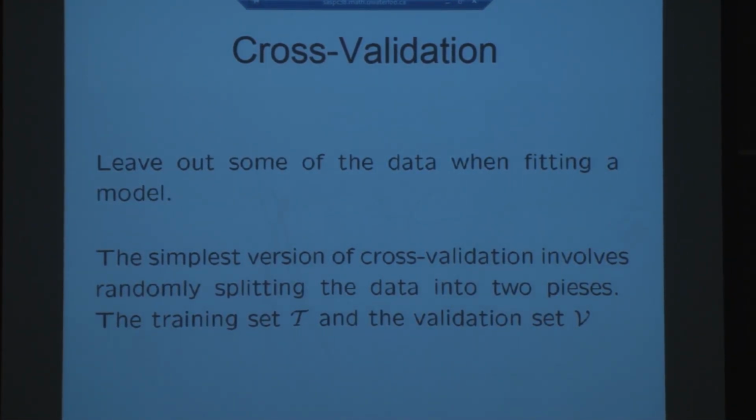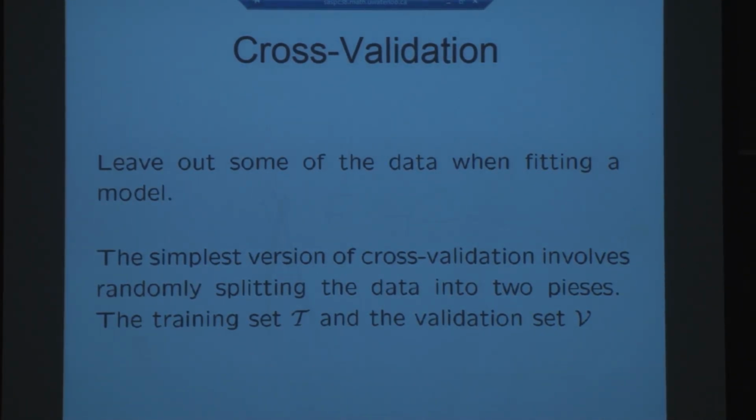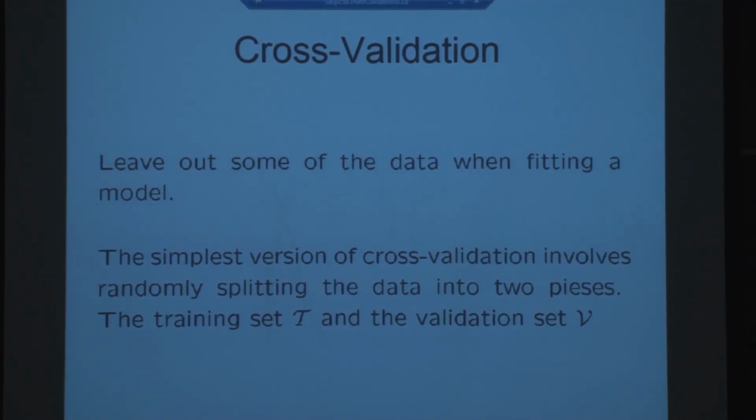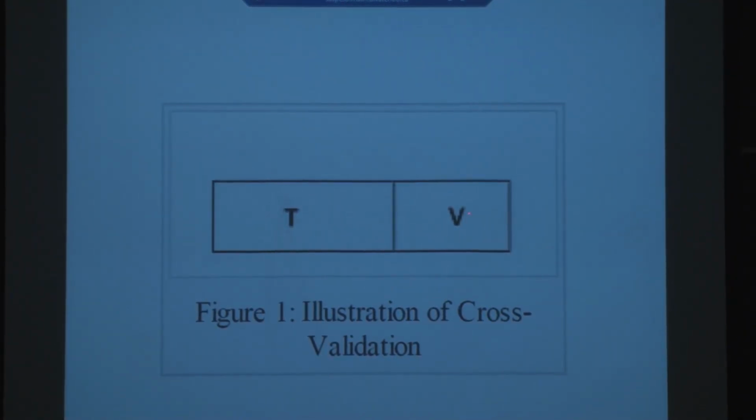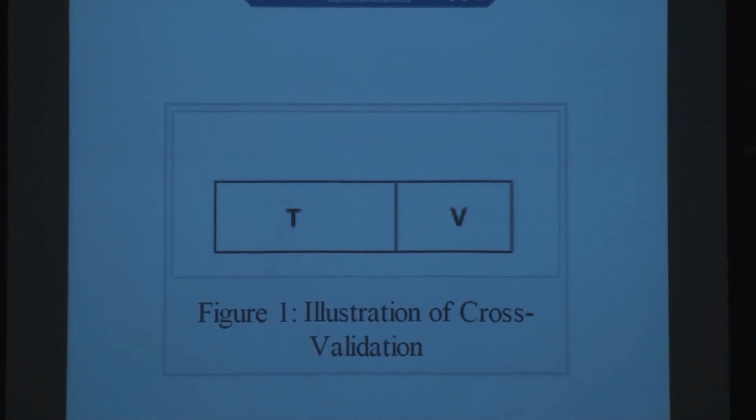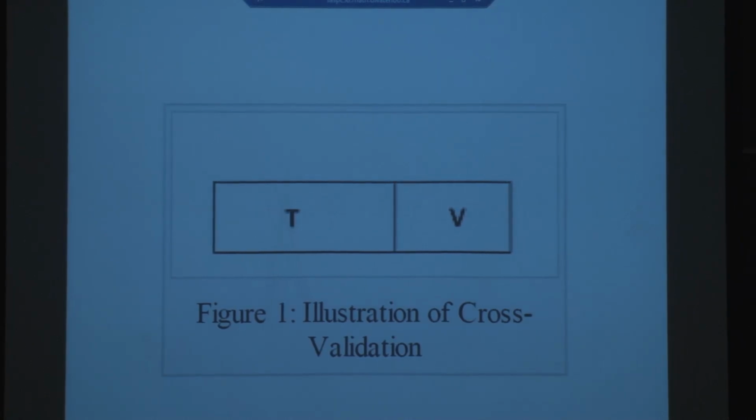Cross-validation maybe is the simplest way to do model selection. It's quite easy: you leave some of the data out at the time of training. So I have this amount of data. I divide it in two parts. I just use this part for training, and I don't use this part in the training. I call this part the validation set.